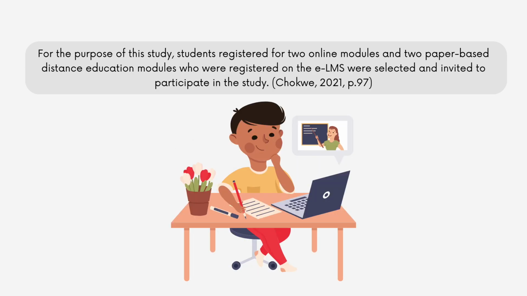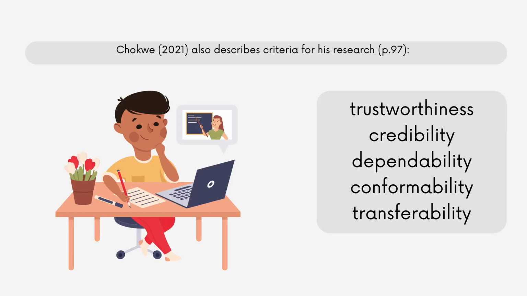In another example, Chokwe describes detail of his study by explaining who was invited to participate. Chokwe also includes the criteria for his research project. By describing the process, the purpose, and the criteria of the research, both writers encourage readers to care about the production of the dissertation and to care about future implications for the results.